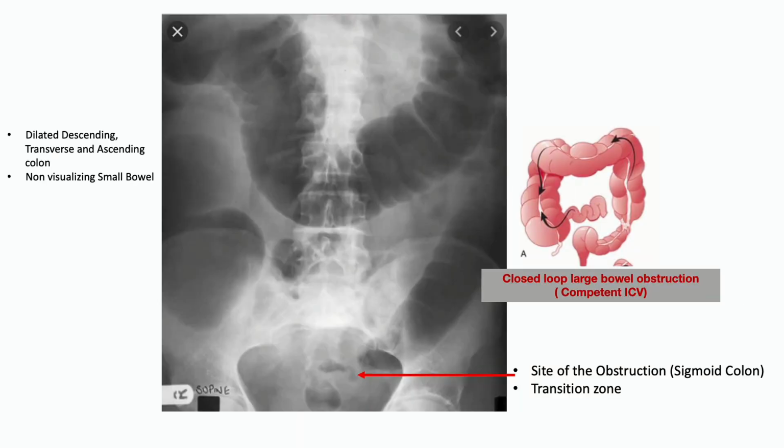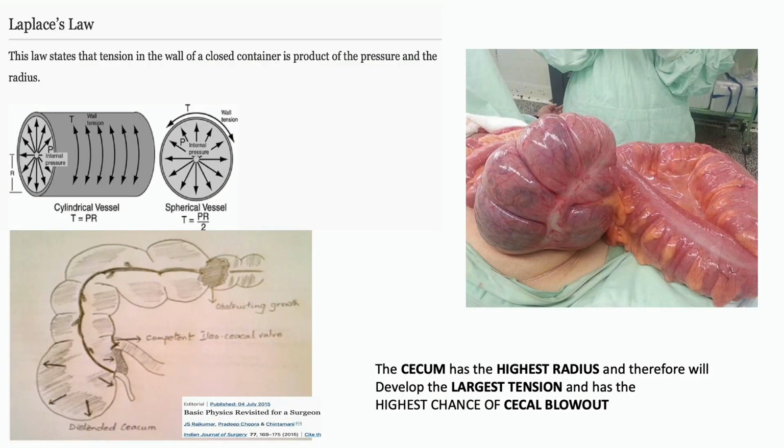This slide shows an obstructing sigmoid cancer with a competent ileocecal valve. This is a typical example of a closed-loop large bowel obstruction where the risk for strangulation, necrosis, and perforation is high. Thus, once diagnosed, this patient would need an emergency surgery ASAP. In colonic obstruction, the cecum has the highest risk of ischemia, strangulation, necrosis, and perforation, regardless of where the location of the obstruction in the colon is located.